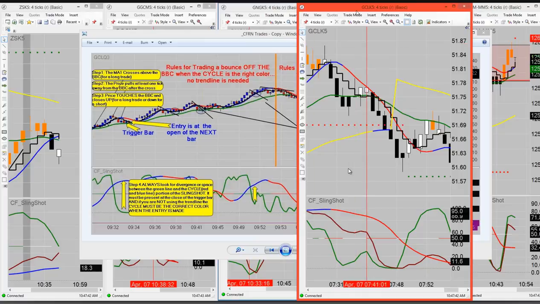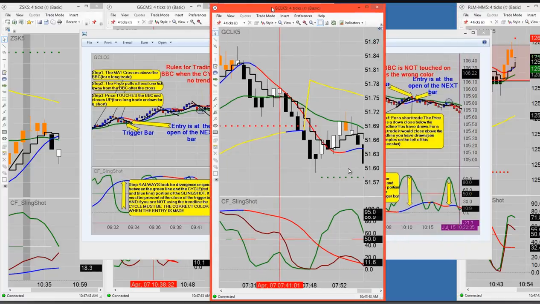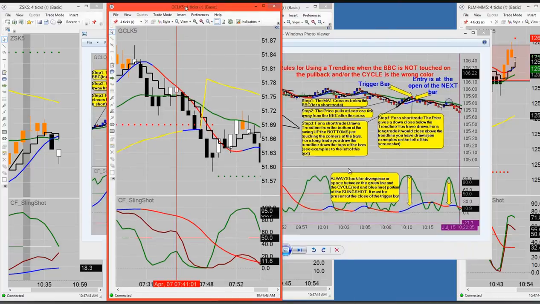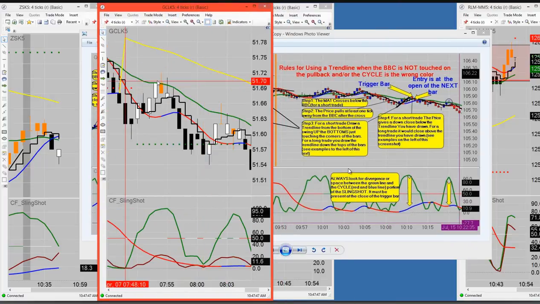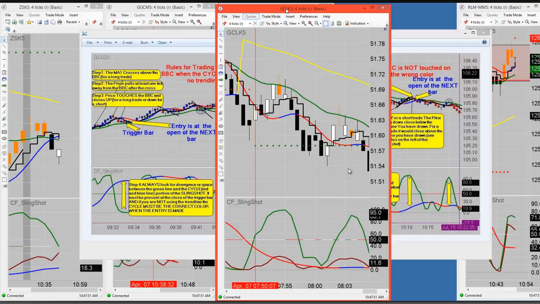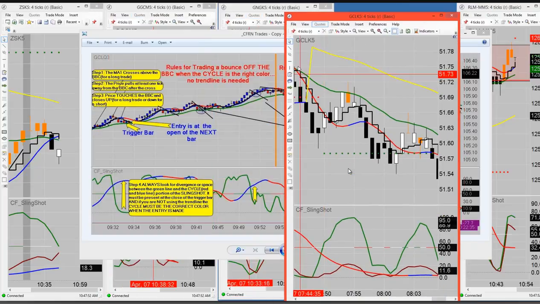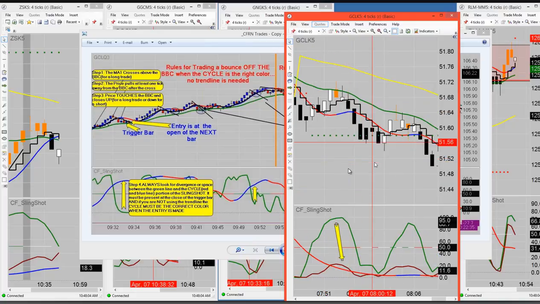All right, now on the other side, you see we had right here the same thing, just in reverse. We had a bearish cross, tested the BBC with a down close. Here, the cycle is red and below the green line. So your entry would have been the down close right here, for that move down.